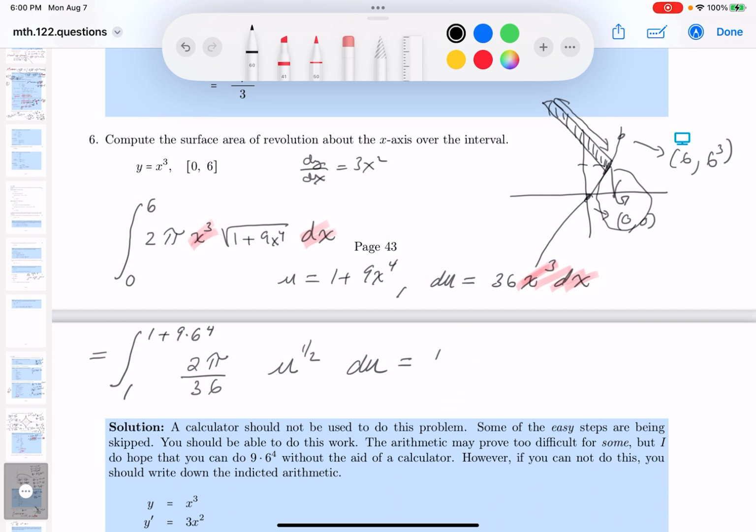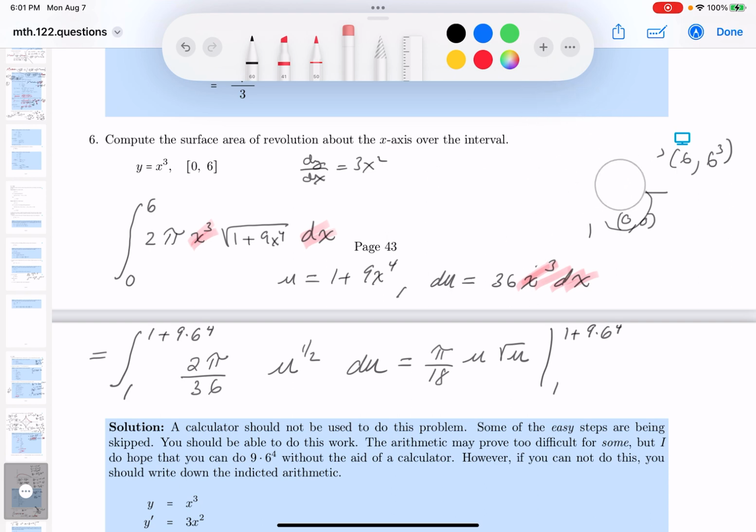So I'm going to say pi over 18, because 2 goes into 36 18 times. That's going to be u to the 3/2, which is u root u. And we're going to evaluate this from 1 to 1 plus 9 times 6 to the 4th power. Boy, that looks troublesome, doesn't it? So I guess I have to do some arithmetic here. And I hate to bore you with the detail of it, but I have to do it. I'm not going to take a calculator. I'm actually going to do it.